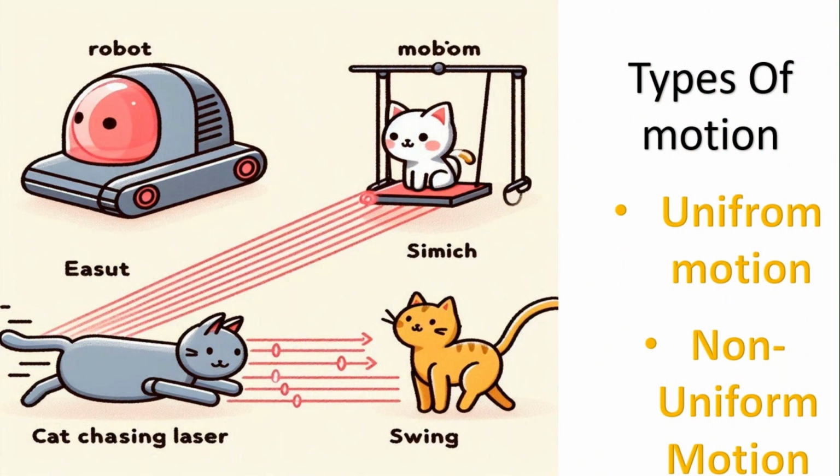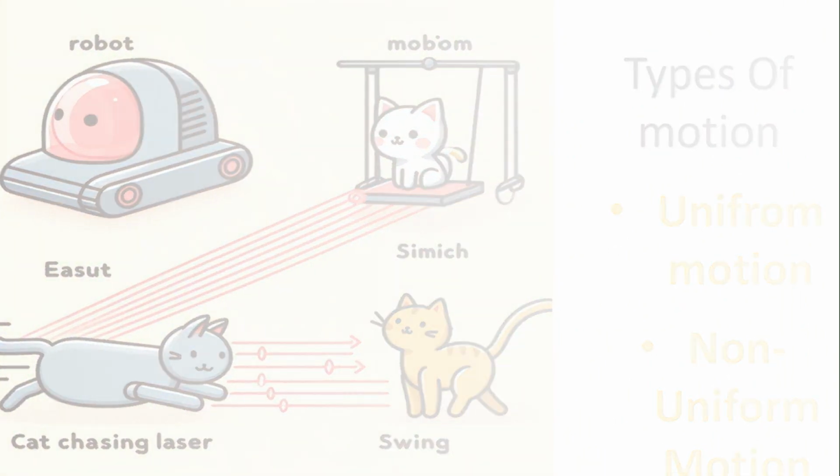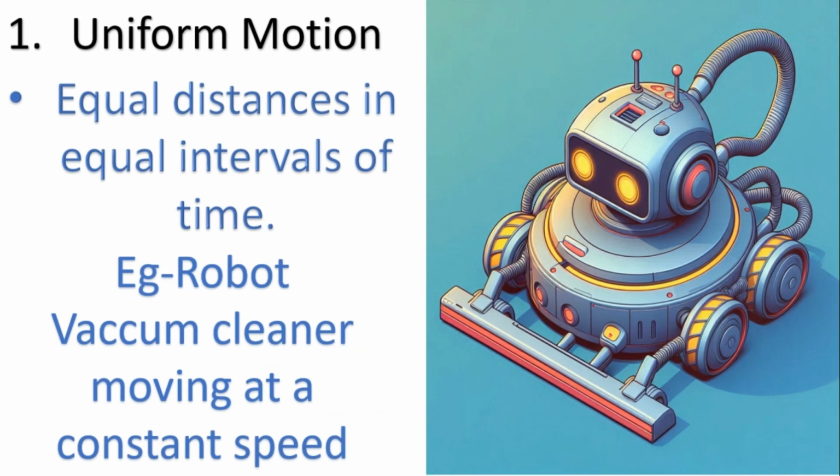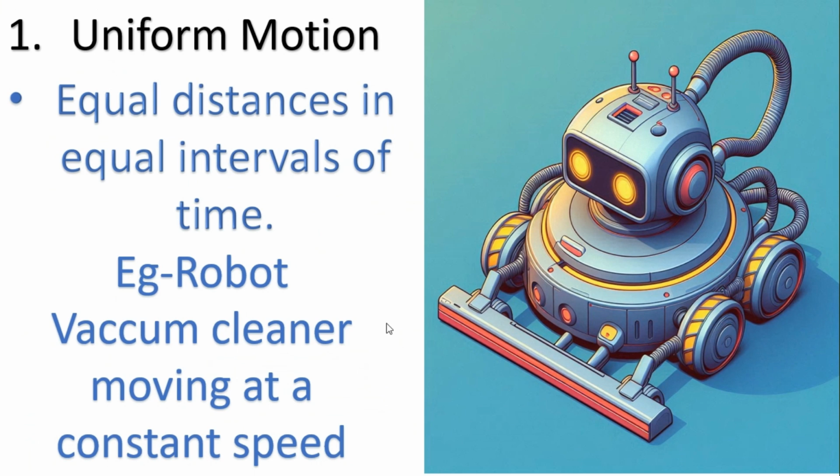Now we'll be studying types of motion. There are two types of motion which we'll be studying according to CBSE, which are uniform motion and non-uniform motion. Okay, so let's get going into the topic. Firstly, we have uniform motion. What do you mean by uniform motion?